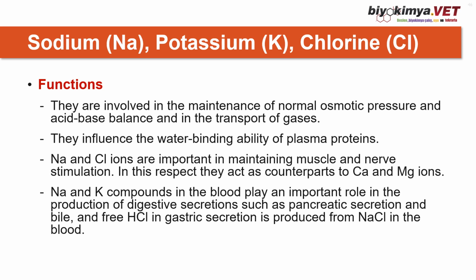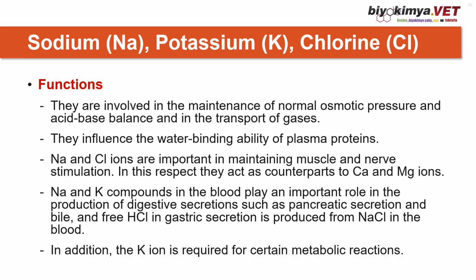Sodium and potassium compounds in the blood play a critical role in the production of digestive secretions, such as pancreatic secretion and bile. And free hydrochloric acid in gastric secretion is produced from sodium chloride in the blood. And we can even say the most important use of chlorine is synthesis of hydrochloric acid in gastric tissue. In addition, the potassium ion is required for certain metabolic reactions, such as transphosphorylation.